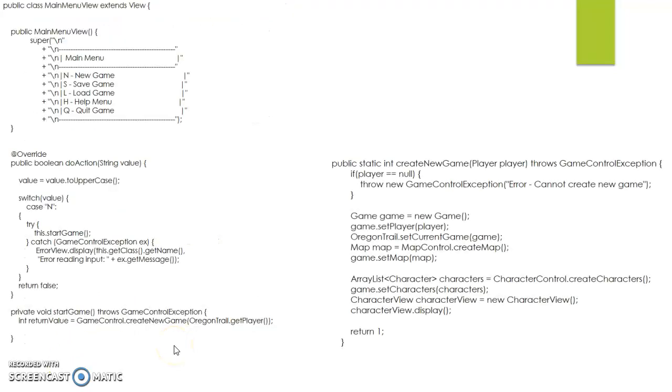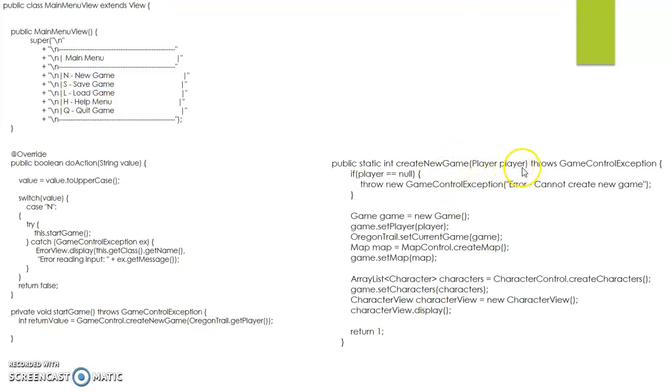I'm now going to try to demonstrate through examples of code how to throw, propagate, and catch a custom runtime error. So let's look at the main menu view here. If a user wants to start a new game, the user will hit N, which will call the start game method. The start game method equals the new game method here in the game control class.